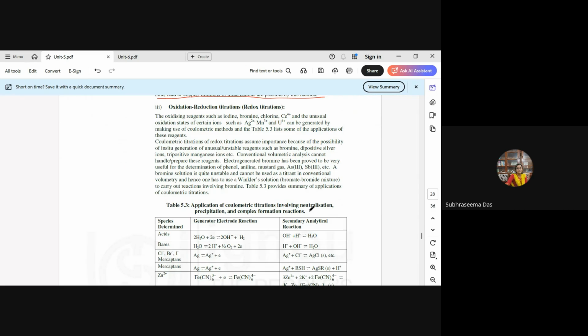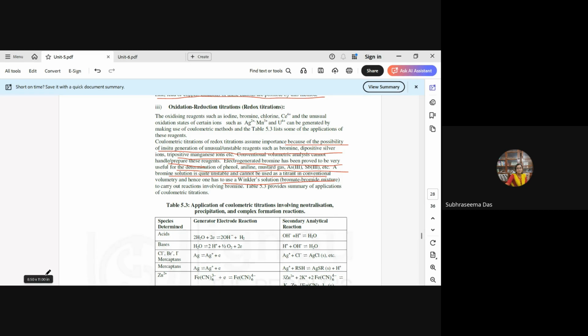Coulometric titrations of redox titrations assume importance because of the possibility of in situ generation of unusual unstable reagents such as bromine, dipositive silver ions, tripositive manganese, etc. Conventional volumetric analysis cannot handle these reagents. The electrogenerated bromine has been proven to be very useful for the determination of phenol, aniline, mustard gas, etc. A bromine solution is quite unstable and cannot be used as a titrant in conventional volumetry, and then one has to use Winkler's solution to carry out such reactions.